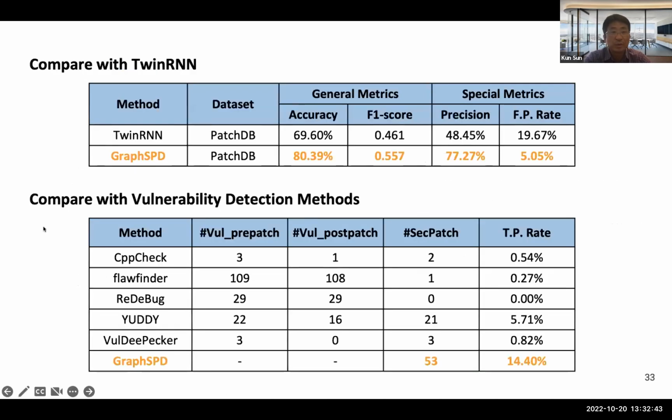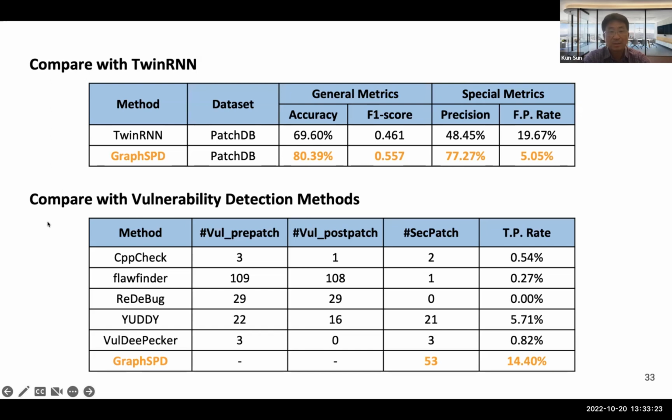So after we developed our GraphSPD, we compare it with our previous work, this TwinRNN, right? When we only use the code revision in the TwinRNN, we see here the accuracy is 69%, but for our GraphSPD, also relying solely on the code revision, we can achieve about 80%. And the F1 score, precision, and other metrics are also better.